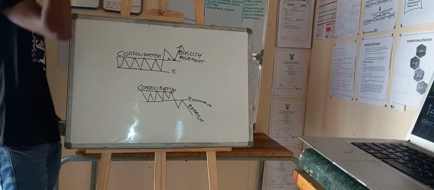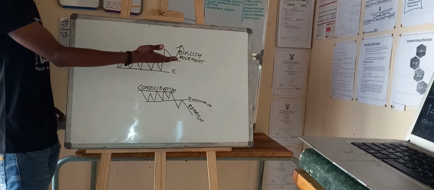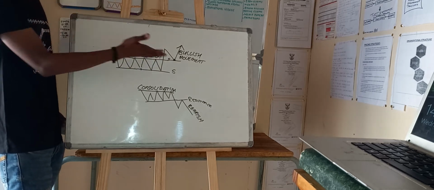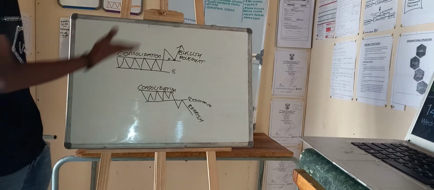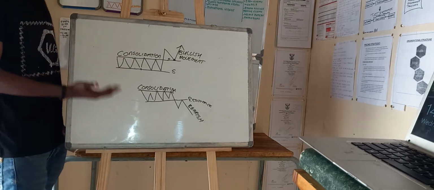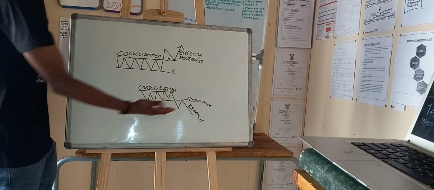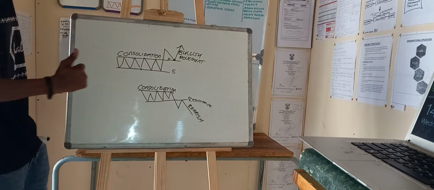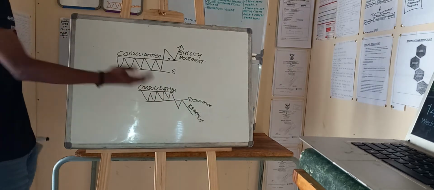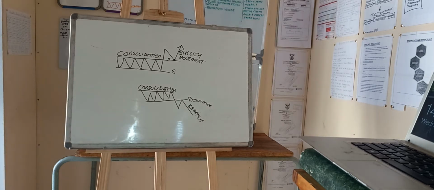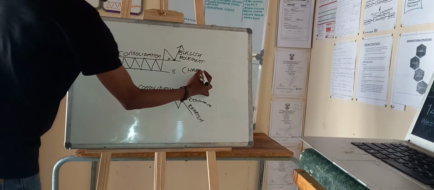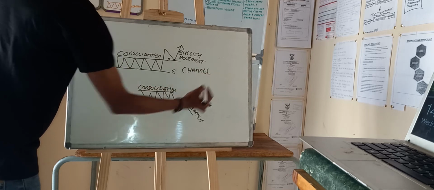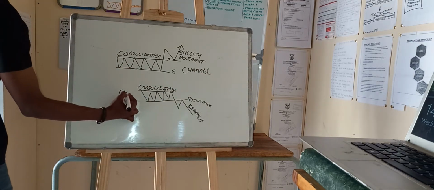But once we have a breakout at the resistance, it simply means the buyers have regained strength. Now they are taking over the market. But if we have a breakout on the support level, it simply means now the sellers are very strong. Now they are taking over the market, right? We can call this a consolidation or a channel. This one can also be called a channel.